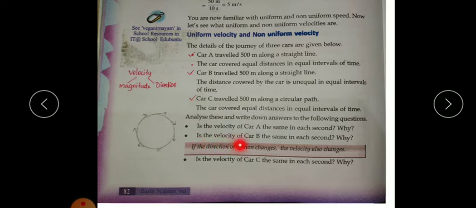Is the velocity of car B the same in each second? Car B travels 500 meters along a straight line, so the direction of the car is not changing. The distance covered by the car is unequal in equal intervals of time. So the magnitude of the velocity is changing with time. So the velocity of the car is not the same in each second.